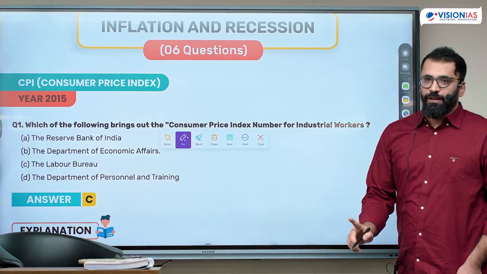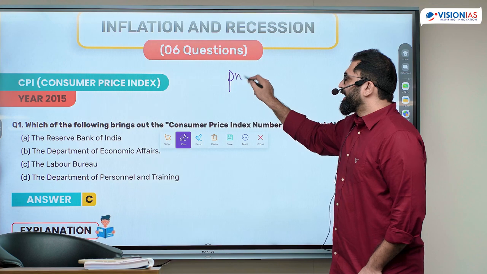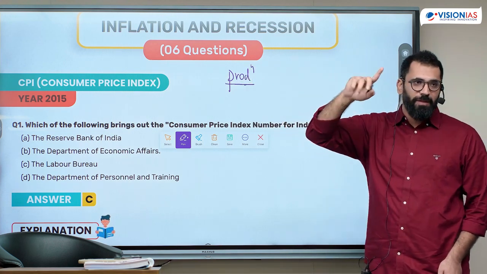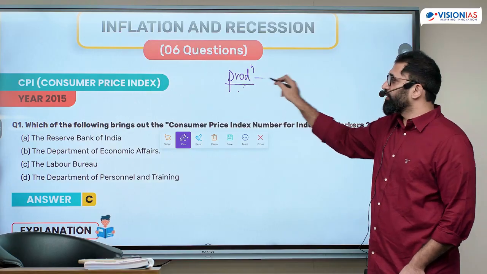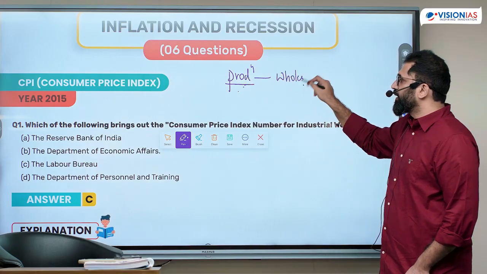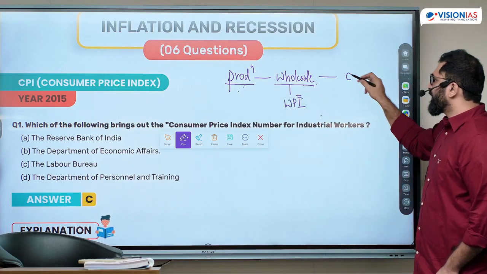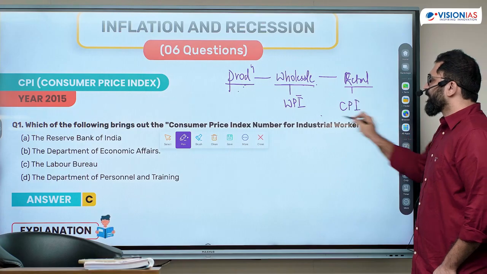One is consumer level and the other is wholesale. Why wholesale? Ideally, every country measures it at the production level, something called the producer price index. We don't have significant data or better data collection in production. So what we do is we collect it at wholesale, which is WPI, and then at retail level, that is called CPI.